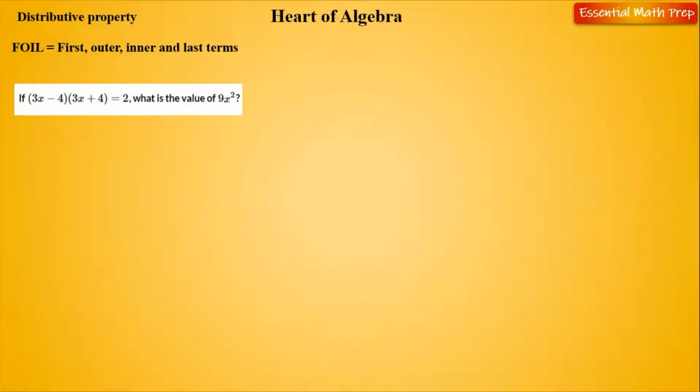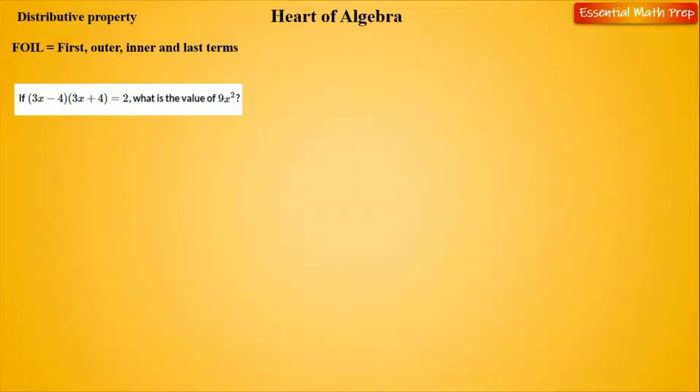Welcome back to a new series, and you may have already guessed from the title of the video, we'll be talking about the FOIL, which is essentially a distributive property. And before we get started, let's understand what FOIL stands for. F stands for the first term, O stands for the outer terms, I stands for the inner terms, and L stands for the last terms.